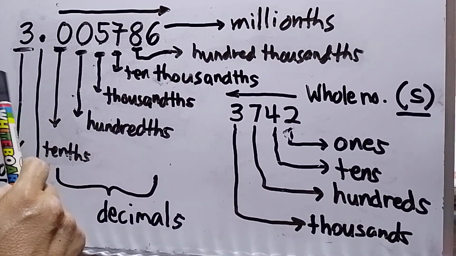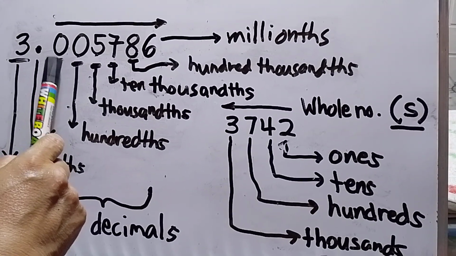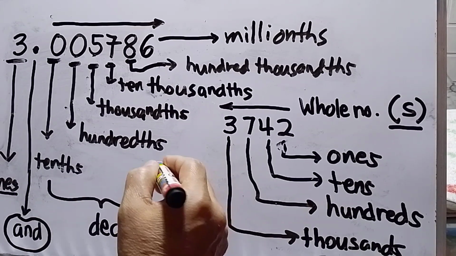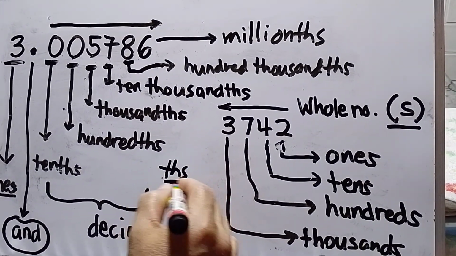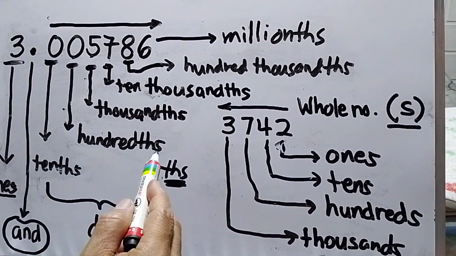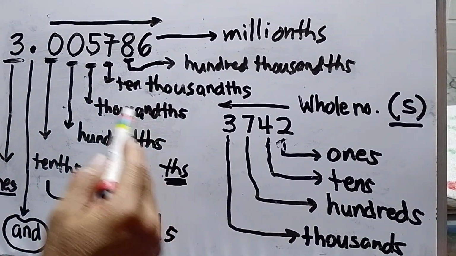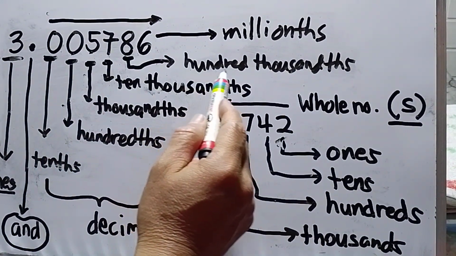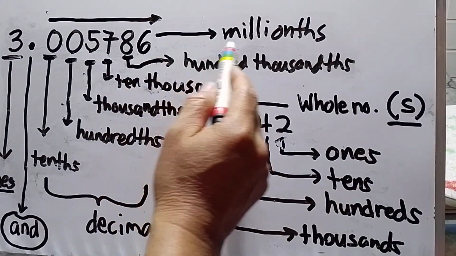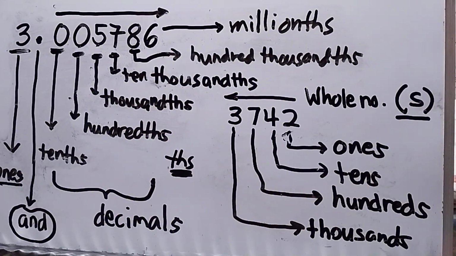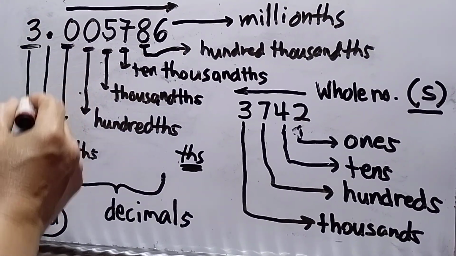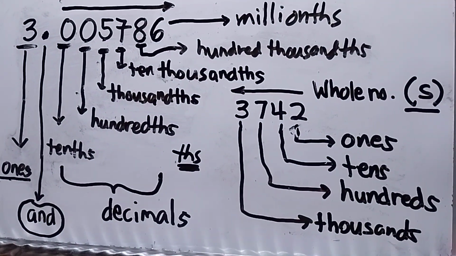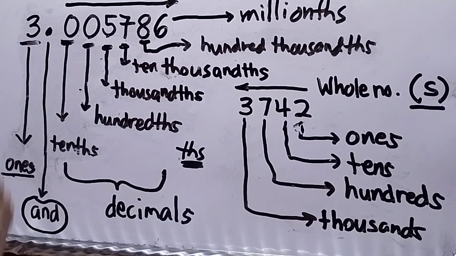While in decimals, we start from left to right. So this is tenths. Take note, there is THS. Second will be hundredths. Third is thousandths. This 7 is ten-thousandths, 8 is hundred-thousandths, and the last is millionths. This one is the whole number, and this dot stands for "and." Okay, let's go to an application for this.